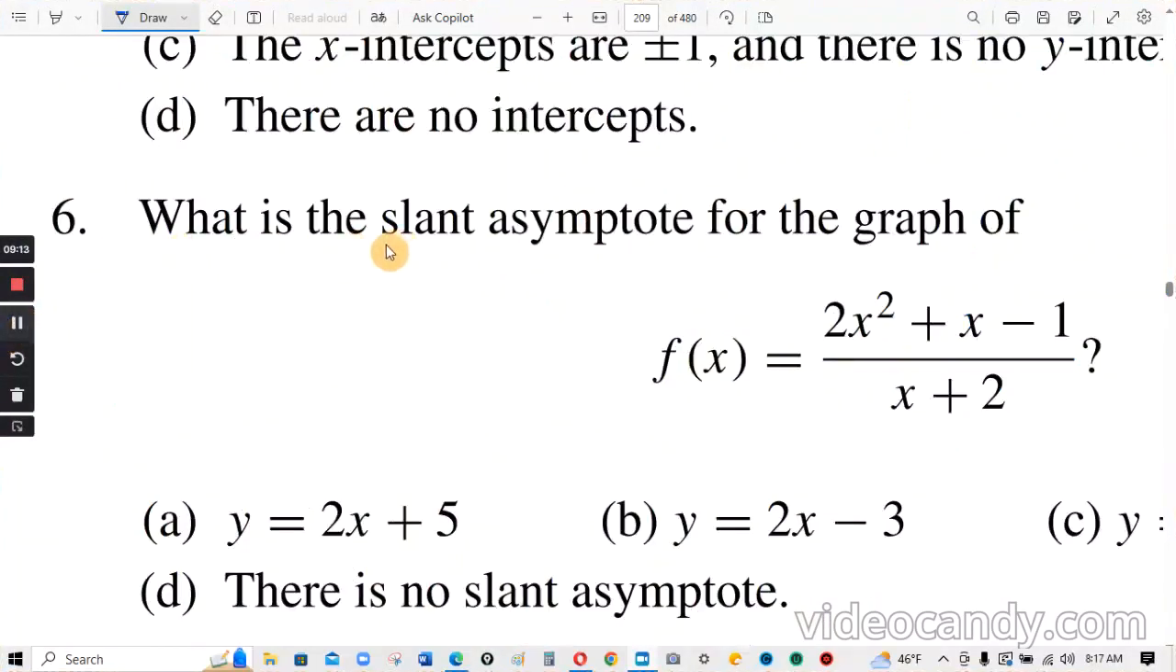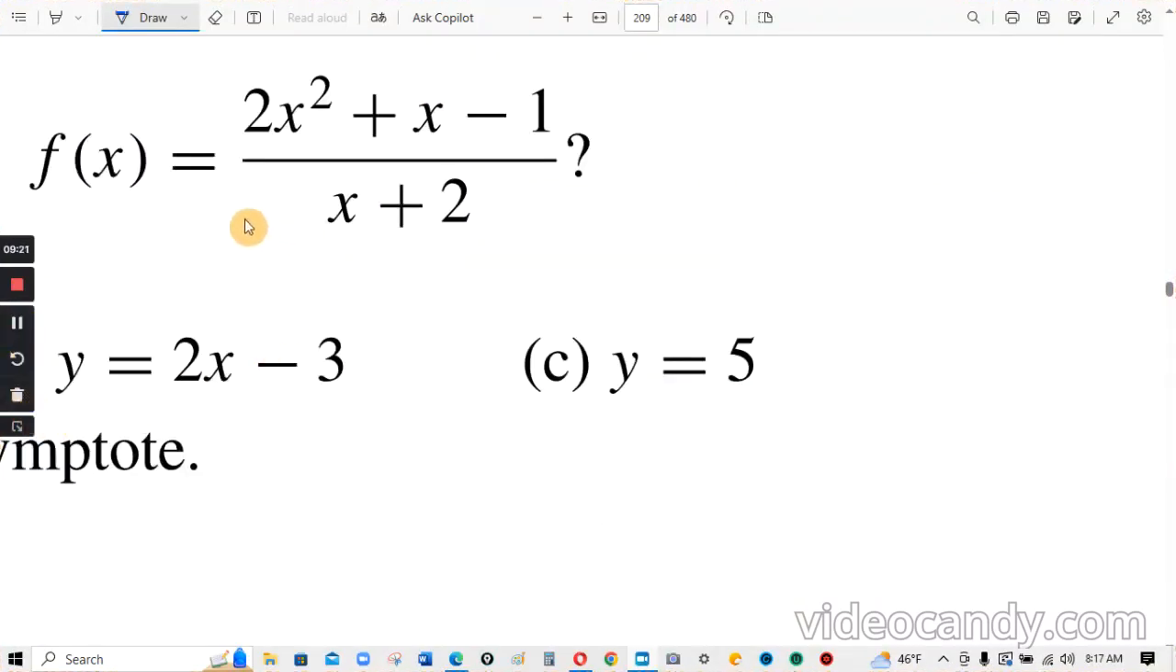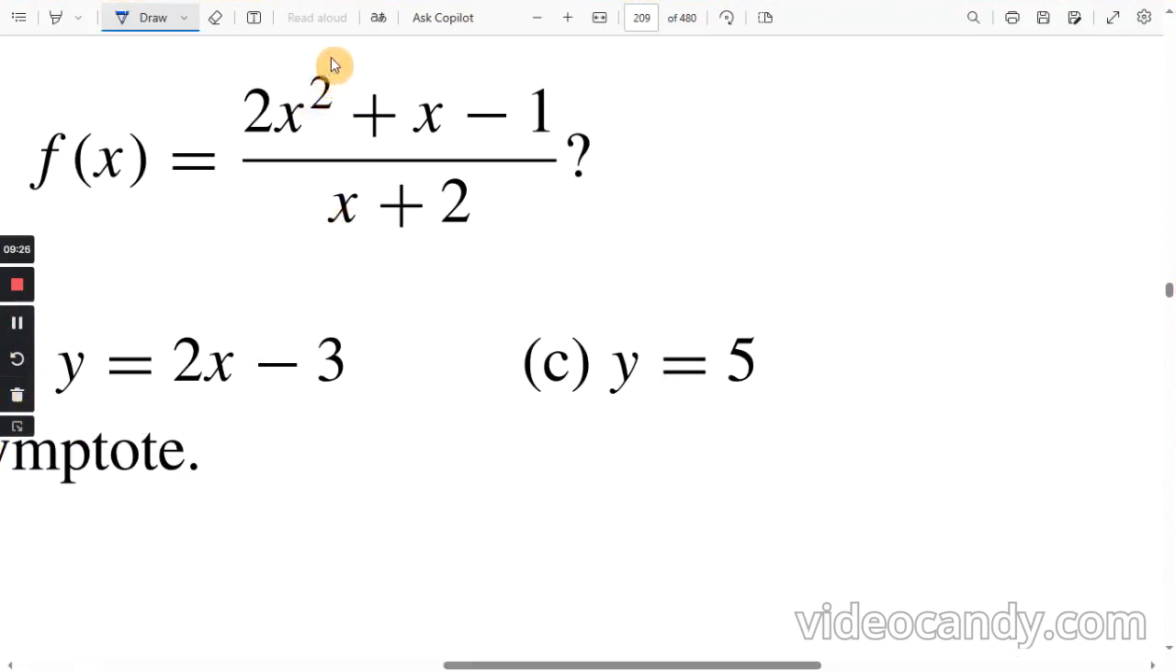Number 6, what is the slant asymptote for the graph of this function? All right, remember the slant asymptote occurs when the degree of the numerator is exactly 1 more than the degree of the denominator. Okay, and we can see this degree is a 2, and this degree is a 1. The numerator is exactly 1 more. Anyhow, in order to find the slant asymptote, you just divide and ignore the remainder. So we're going to divide this. You can use long division, but we don't need to.